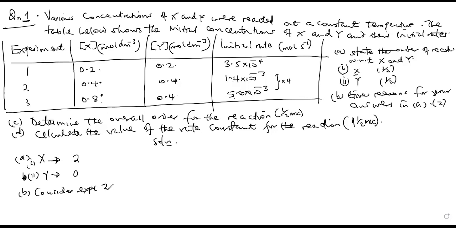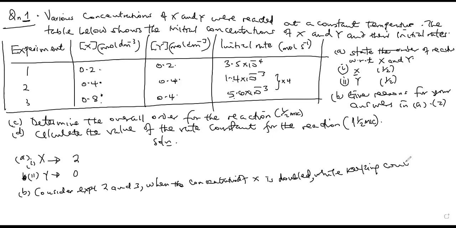experiment 2 and 3. So we say when the concentration of X is doubled, when you double the concentration of X while keeping concentration of Y constant, the rate, we've seen that the rate here multiplies by 4.